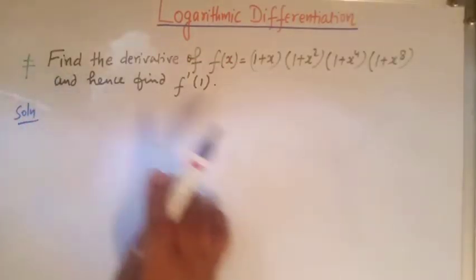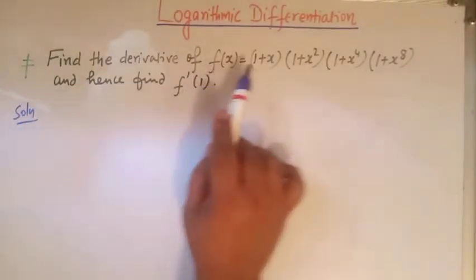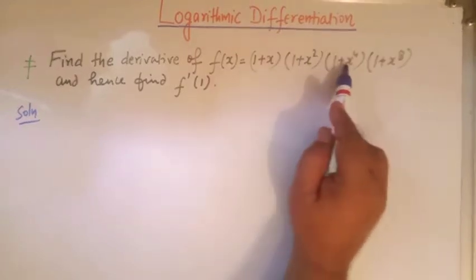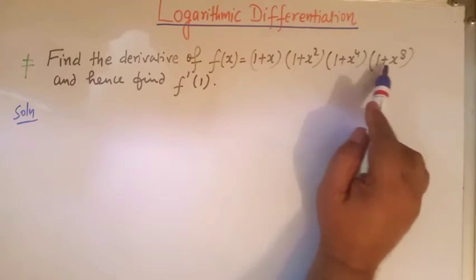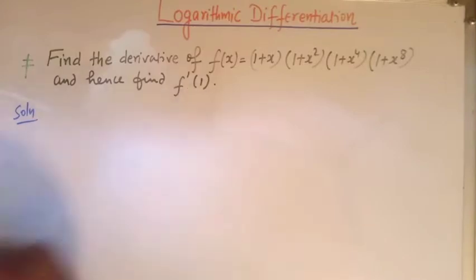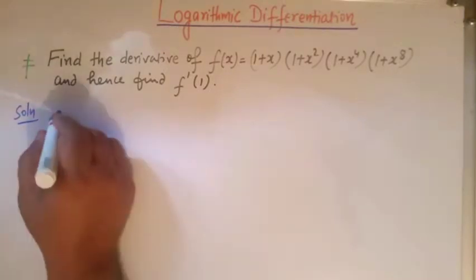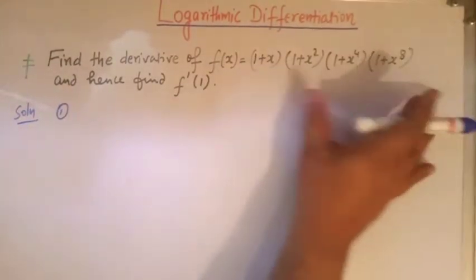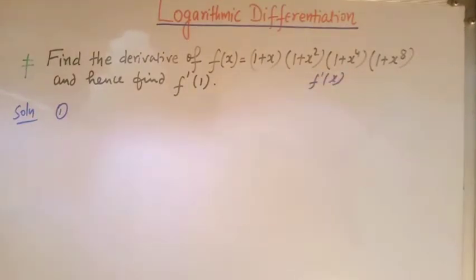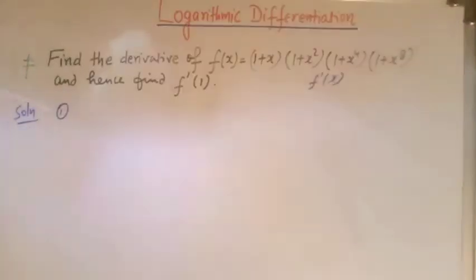Viewers, now let us take this example. Find the derivative of f of x is equal to 1 plus x multiplied by 1 plus x square multiplied by 1 plus x raised to 4 multiplied by 1 plus x raised to 8, and hence find f prime of 1. So here we have to do two things. First we have to find the derivative of this function, that is we have to find f prime of x. So we'll make use of the concept of logarithmic differentiation.